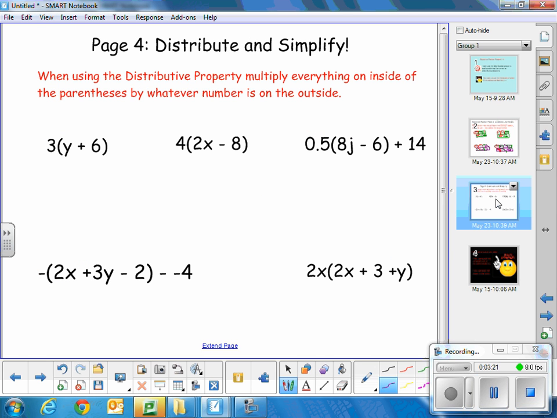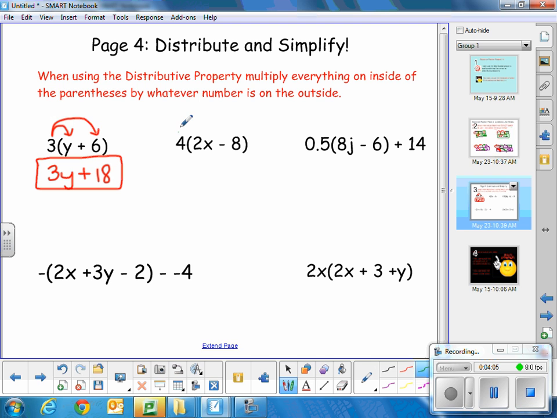On page 4, we're going to add to that one step. We're going to first use the distributive property to simplify it, and then we will combine like terms if necessary to get it into simplest form. Remember, distributive property is when you have to give the number on the outside of the parentheses to everything on the inside. So if we start with our first example, this is 3 times the quantity y plus 6, or 3 times y, which is 3y, and then 3 times a positive 6. 3 times a positive 6 is 18, and it's positive, so we're going to write plus 18. So our final answer would be 3y plus 18.